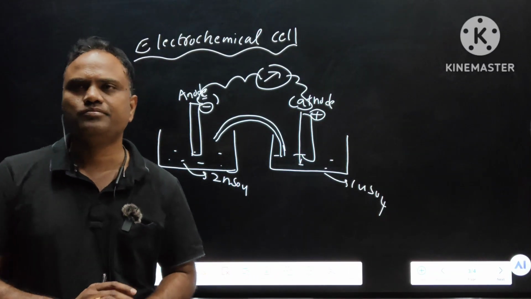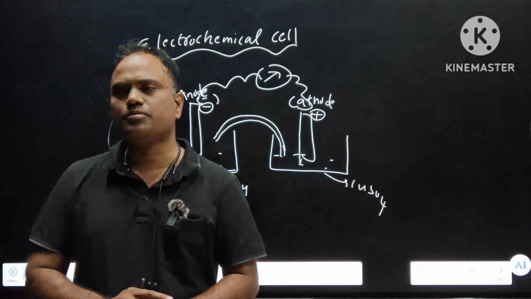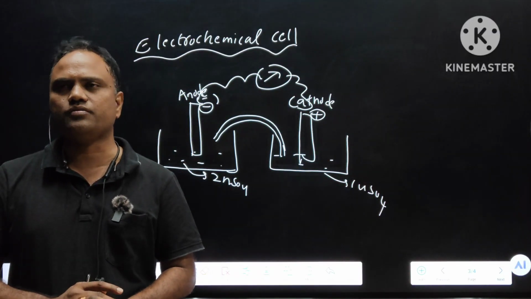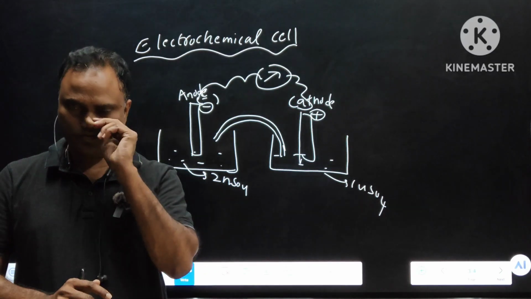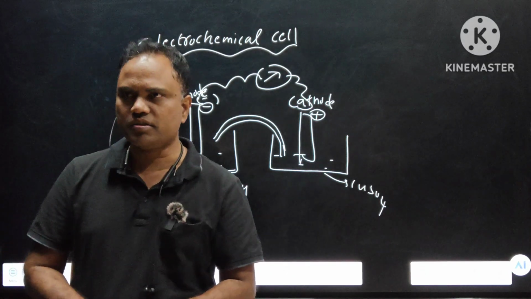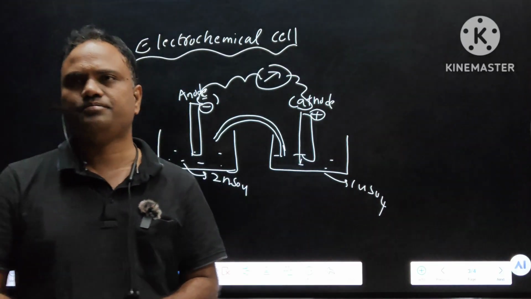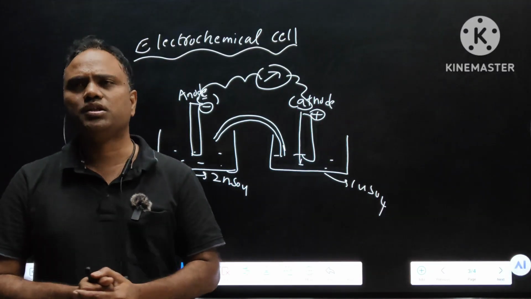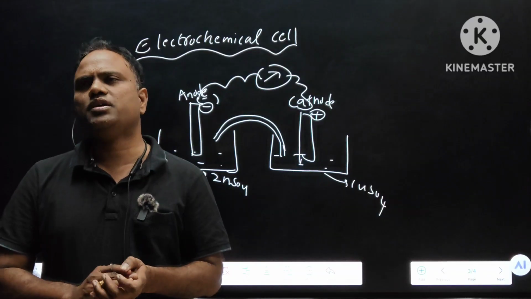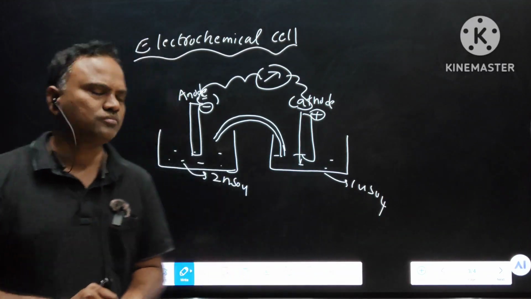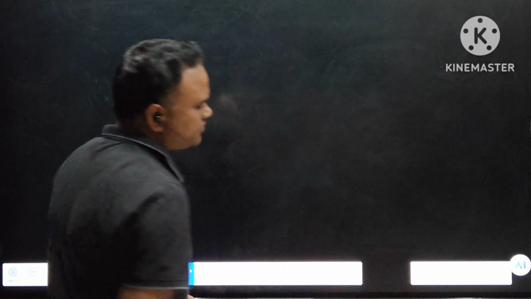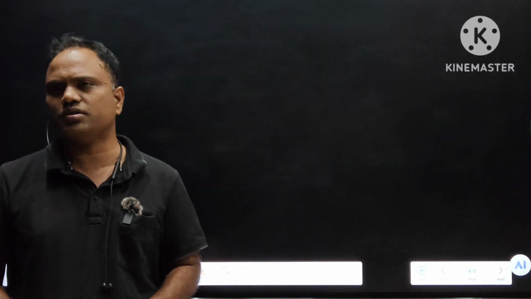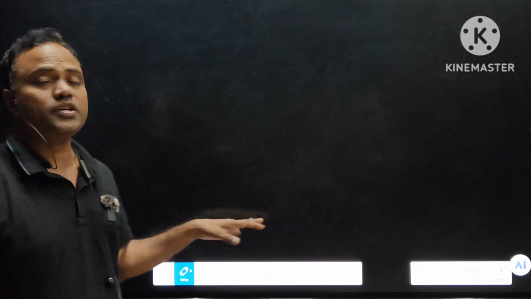Electrode potential, oxidation potential, reduction potential, E cell, EMF of this cell, and Nernst equation. Recently, the May 3rd exam was over. In this month, a question came on this Nernst equation, a very simple question. Sometimes we'll get easy questions. This time from electrochemistry, a very easy question came.